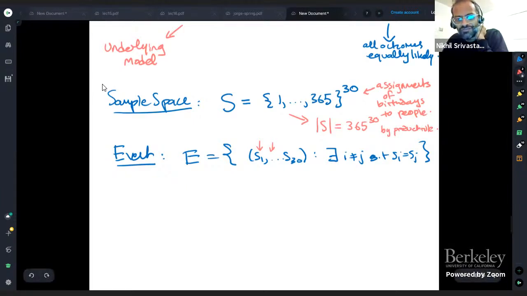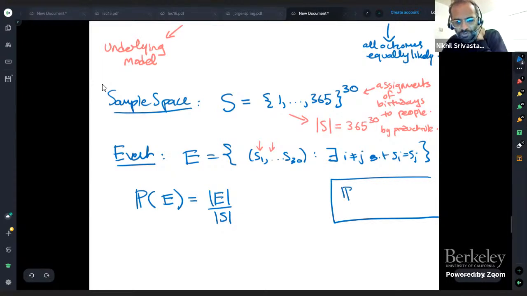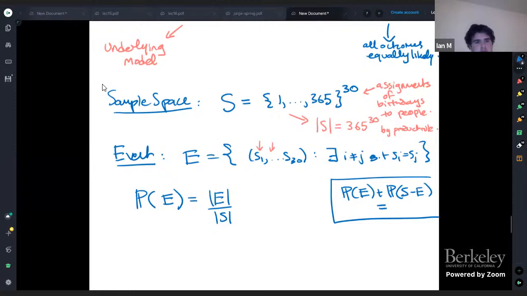And now the cardinality of E is a little bit trickier. So I'm going to do a trick that I did earlier. So the probability of E is cardinality of E over cardinality of S. Now I'm going to use this general fact, which is the probability of any event plus the probability of its complement is what? 1. Because the sum of the cardinalities of the set and its complement is the cardinality of S.